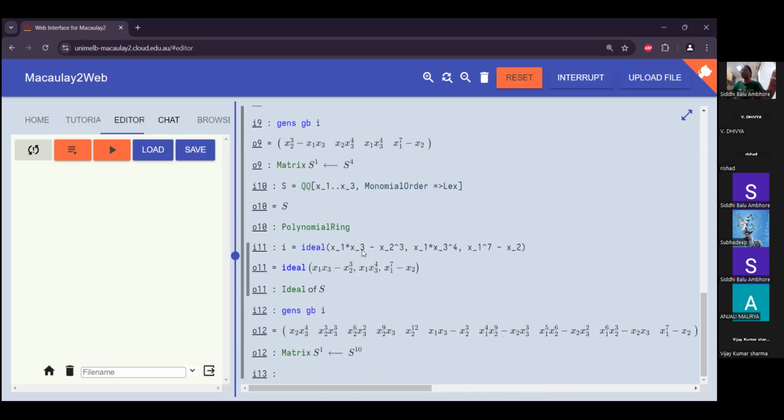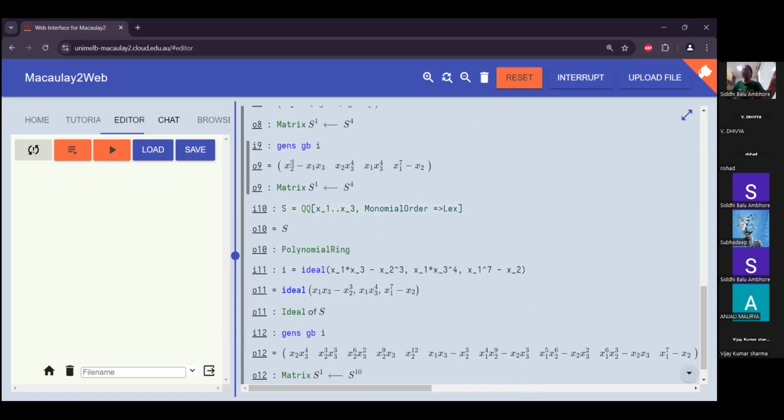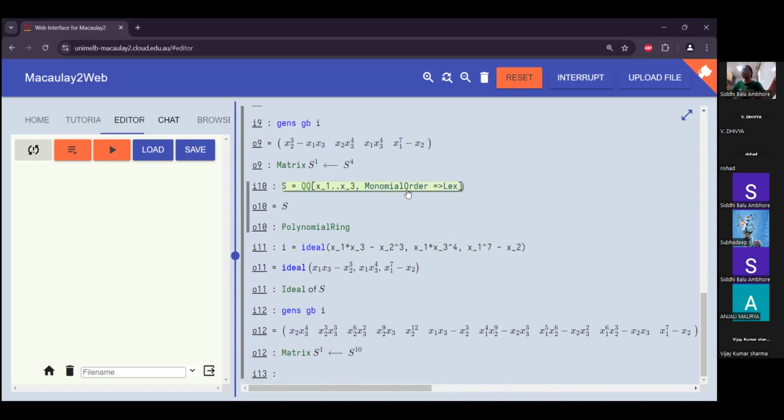So with respect to graded reverse lexicographic order, we only needed 4 polynomials to form a Gröbner basis. But with respect to lexicographic order, we needed 10 terms to obtain a Gröbner basis.